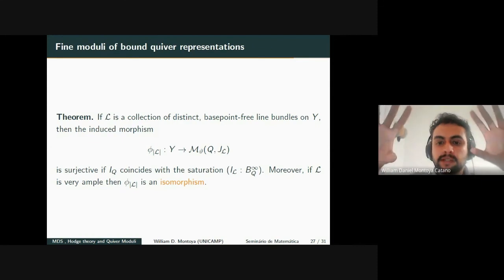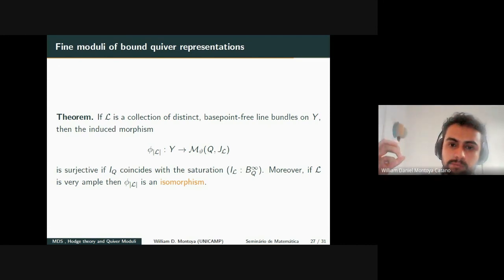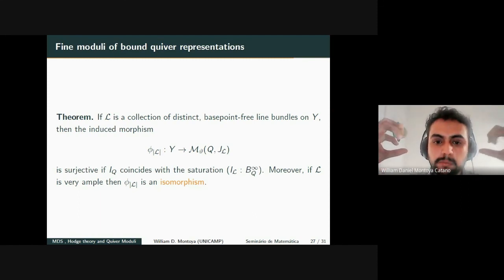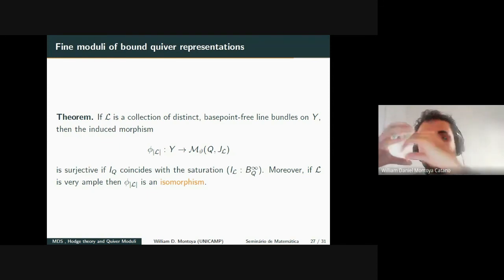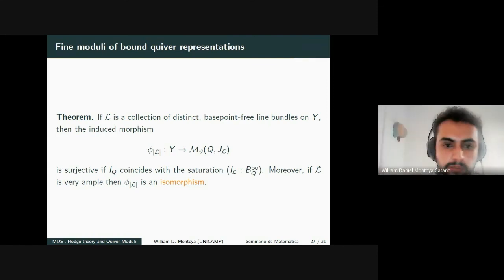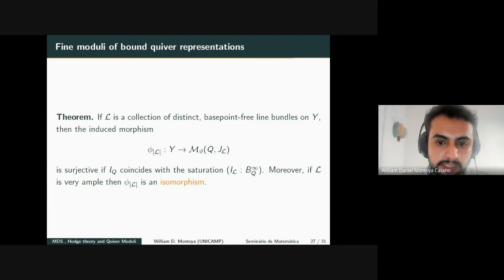Hu and Keel give you the embedding without thinking about quivers. And then Crawley-Boevey and Wing came with the idea of representing this as a quiver moduli, and then as a sub-quiver moduli, and seeing what the conditions are for this to also be a subscheme of this, and so how to make this diagram commute. And the technicalities are the saturation of this ideal and asking for the collection to be very ample, as is written here, being distinct and base point free. And yeah, this is the main result of Crawley-Boevey and Wing.